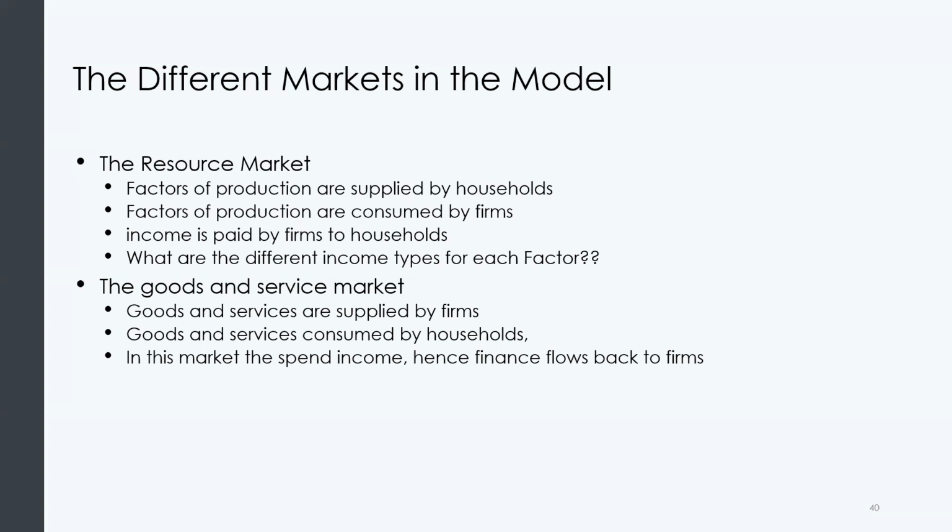So within the resource market, this is where people sell their labor. This is where people sell the land. This is where people sell capital. This is where people sell their entrepreneurial skills, right? So that is the resource market. Now remember one thing. We said households are the owners of the factors of production, which means they are the ones that supply the factors of production within the resource market.